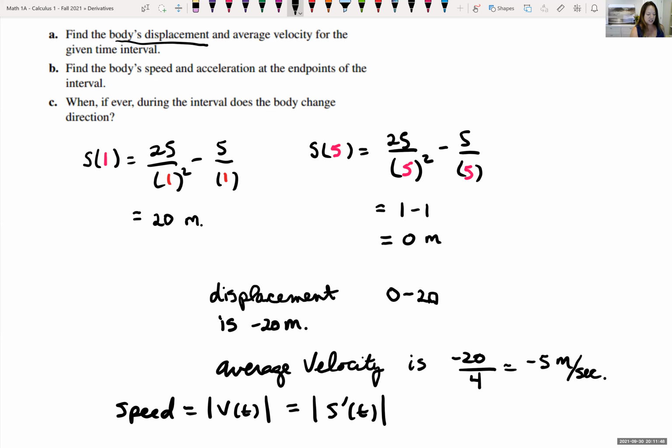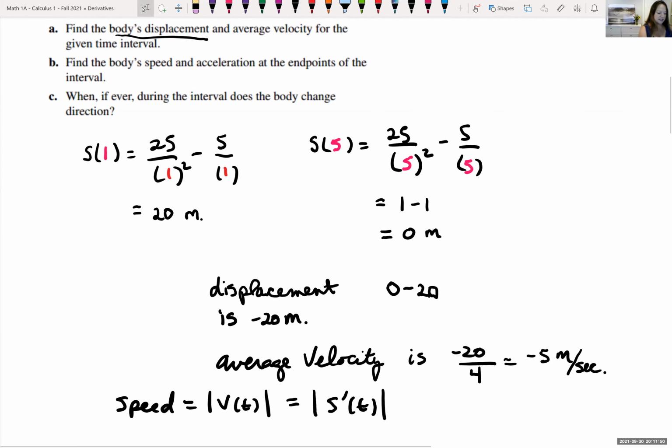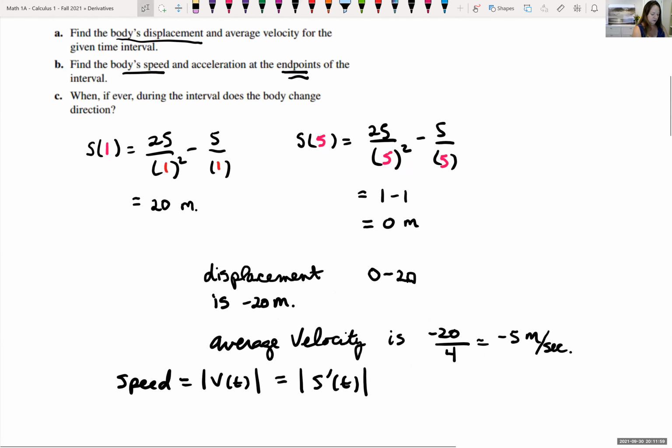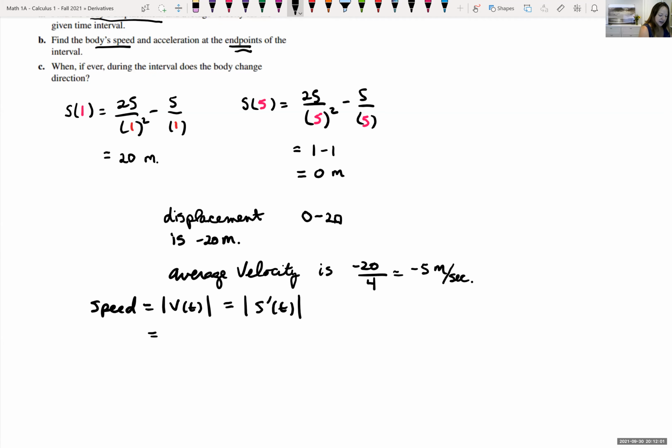It asked us to find the body's speed at the endpoints. And so in this problem, we would look at our velocity at our endpoint. So we want to find the velocity at 1, or speed, so the absolute value of that, and the velocity at 5 seconds, the absolute value of that for speed.